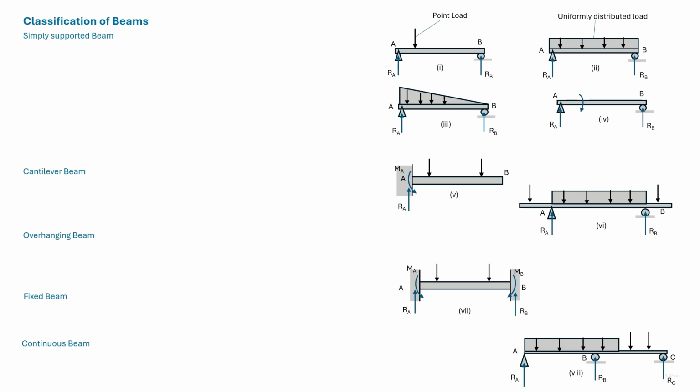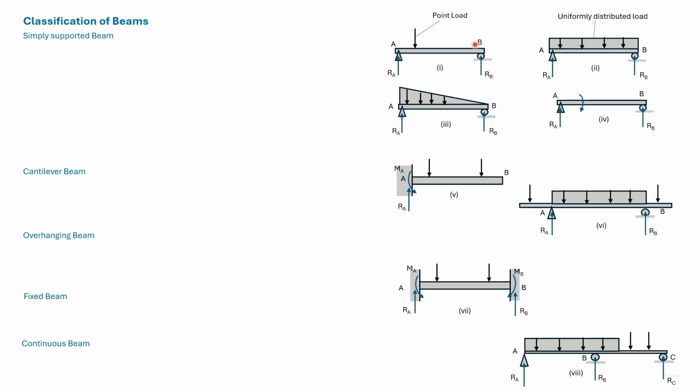Here we discuss classification of beams as well as types of loads. A beam can be a simply supported beam, a cantilever beam, an overhanging beam, a fixed beam, or a continuous beam. Among these, fixed beam and continuous beam are statically indeterminate, and we will not discuss these two types of beams at present.